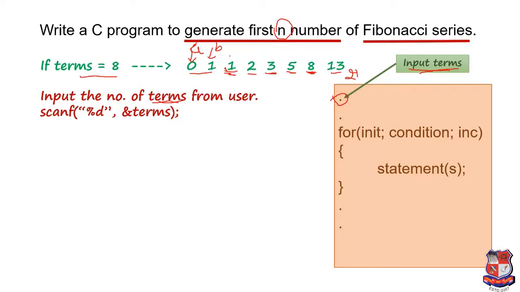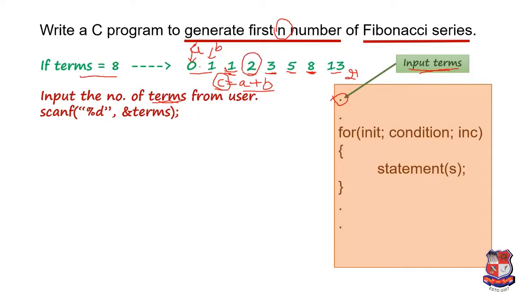Then what will be the next value? It is A plus B. So if I write like this, C equals A plus B. I will call the third value, or the next value, C. Then what will be the value of C? That is nothing but A plus B. Okay, so it will be like this. But for the next number, what will it be?